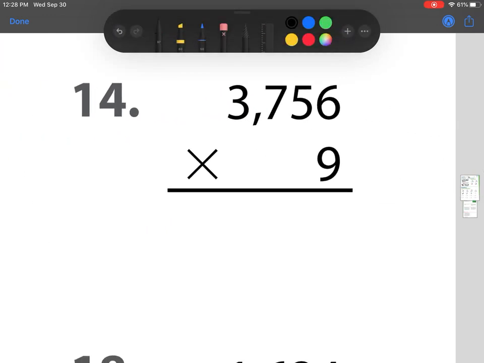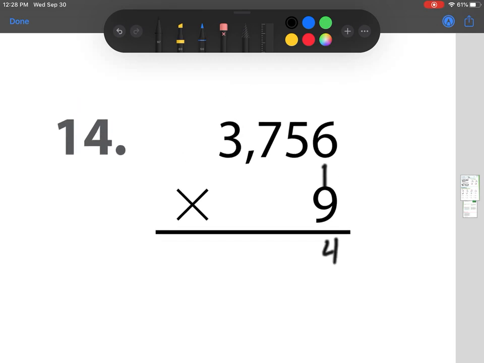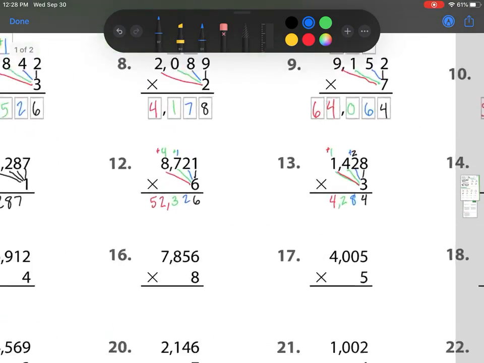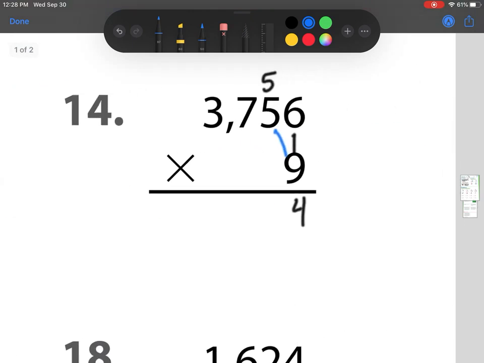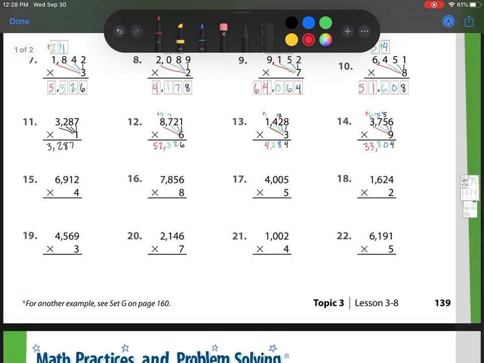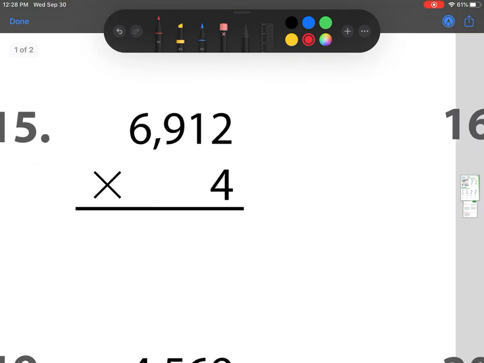For number 14, 9 times 6 is 54, so I regroup that 5. 9 times 5 is 45, plus 5, whoops, jumped on down, plus 5 is 50, so I put that 0 down and I regroup the 5. 9 times 7 is 63, plus 5 is 68, regroup that 6. And lastly, 9 times 3 is 27, plus 6 is 33, for 33,804.